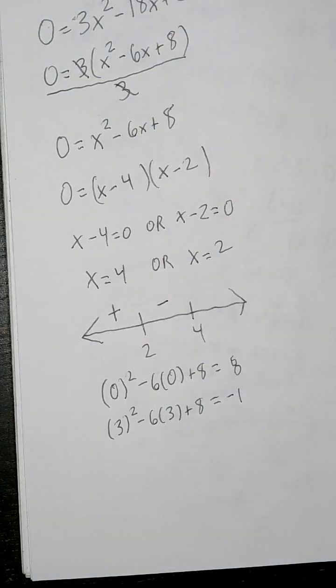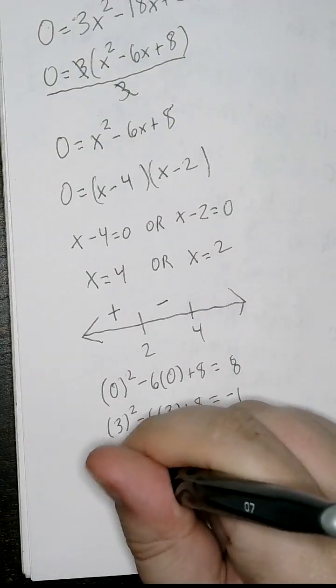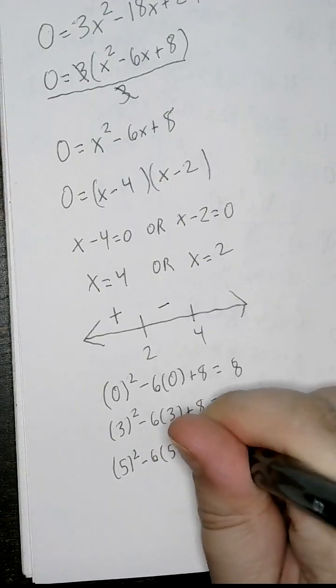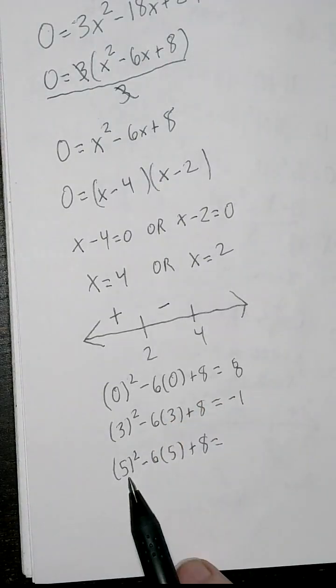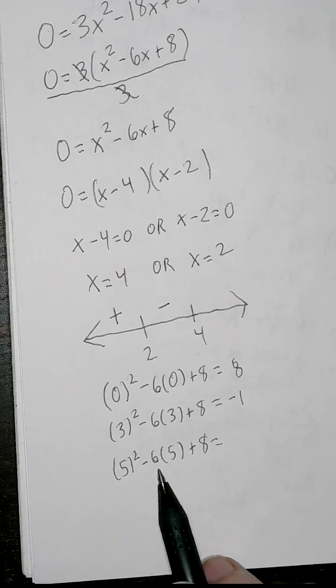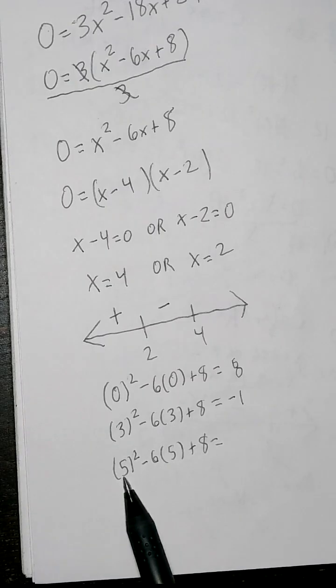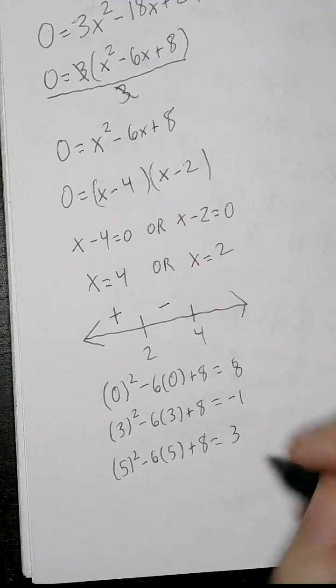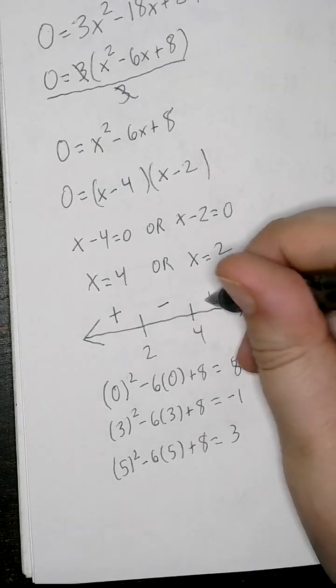And now go ahead and pick a number that's greater than 4. 5, all right? So I have 5 squared minus 6 times 5 plus 8. 5 squared is 25. 6 times 5 is 30. 25 minus 30 is negative 5. Negative 5 plus 8 is 3. Positive 3 is positive, so that is positive.